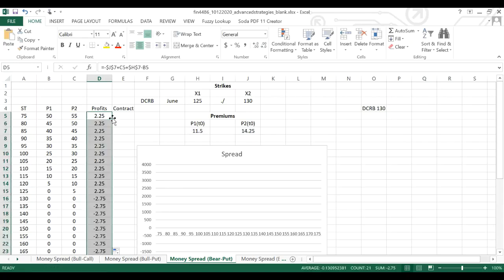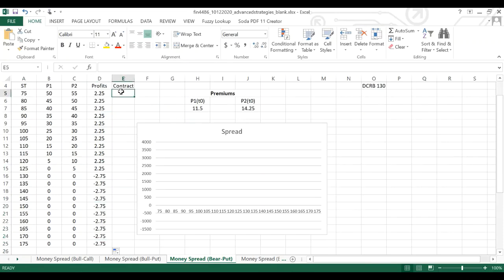Then we just scroll this down. It is not surprising, this is a bear spread, so if the stock price is going down, you're gaining money. If the stock price moves up, you're losing money. We make the adjustment for contract size, so we just multiply this by 100 and then we scroll this down.